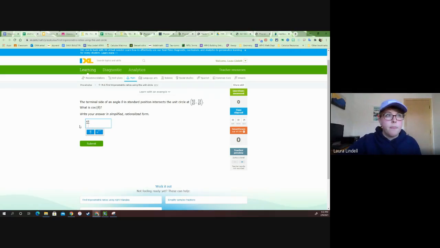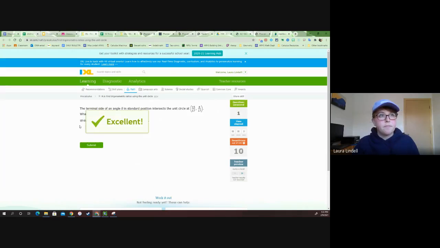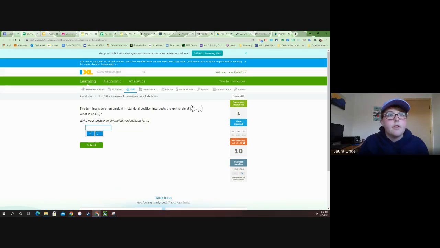65/97ths. Enter. All right, another one we're asking for cosine. So we've got 15/17 for our x value. So 15 on the top, 17 on the bottom.